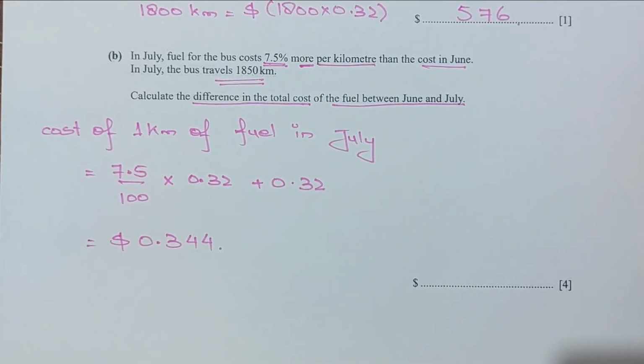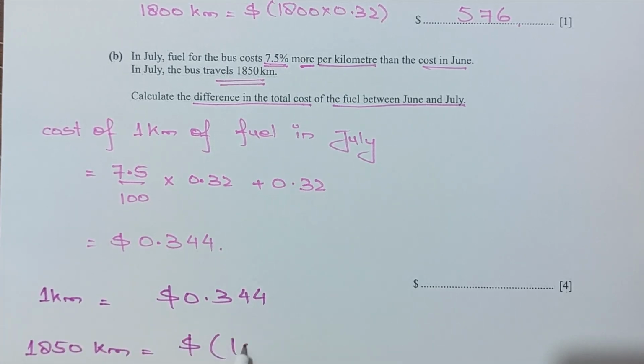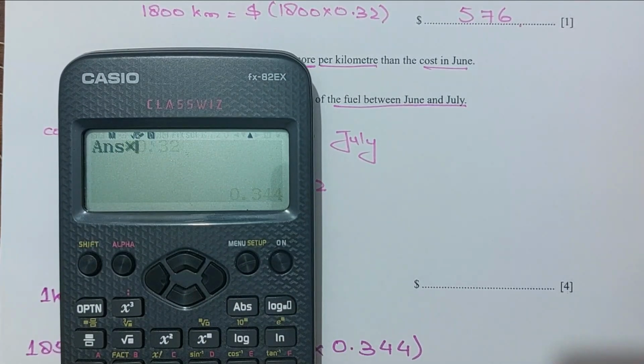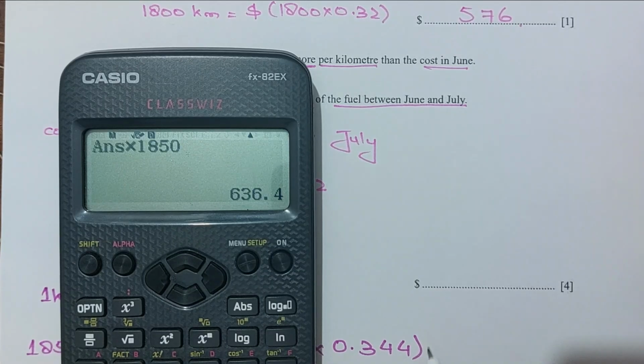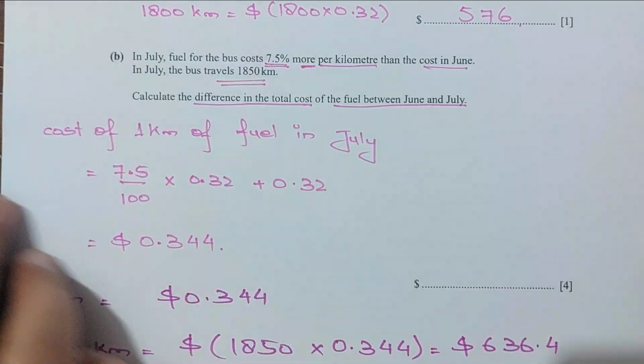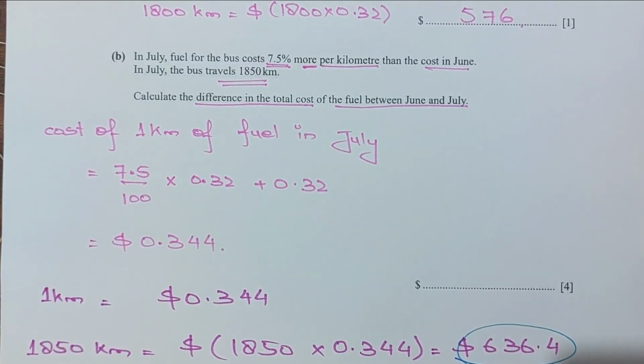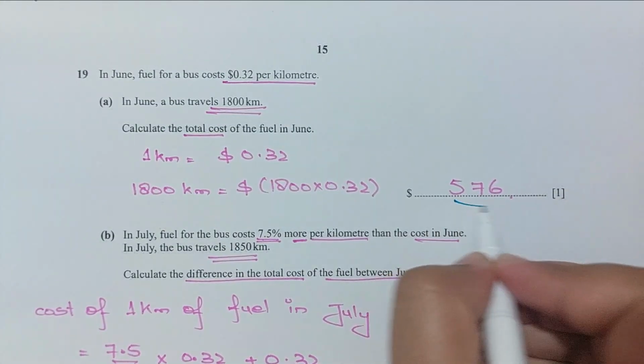Now let's figure out, this is for 1 kilometer, 0.344. Now 1850 kilometers, which is in July, which is 1850 times 0.344. This is 636.4. This is the cost of fuel in July, and this is the cost in June.